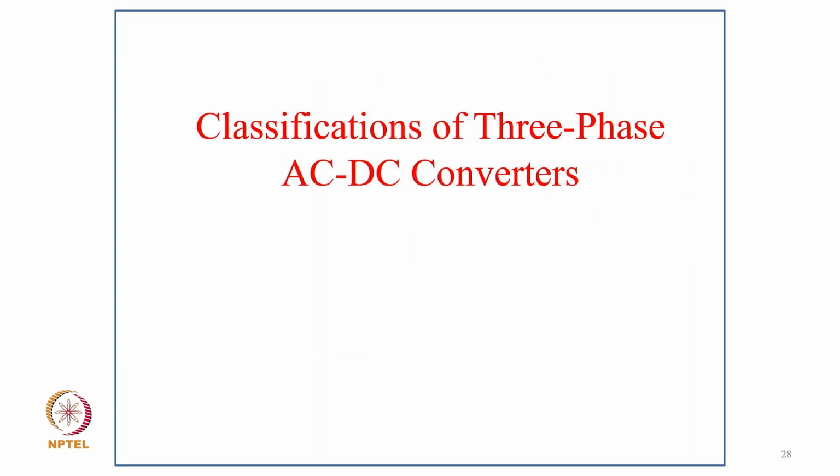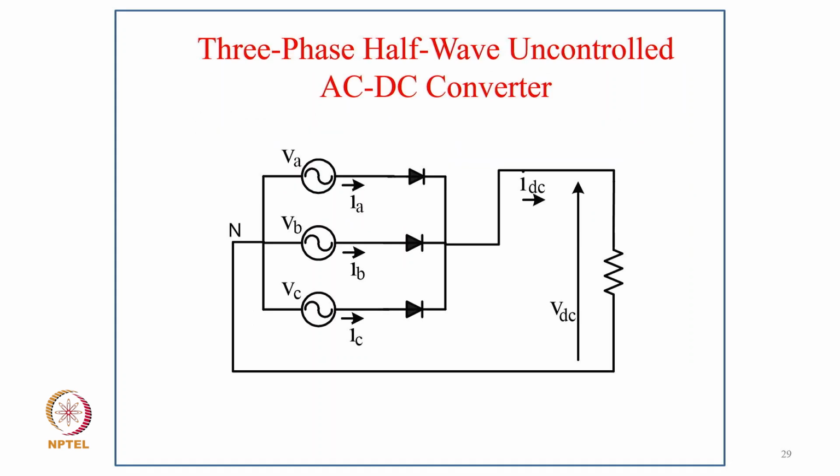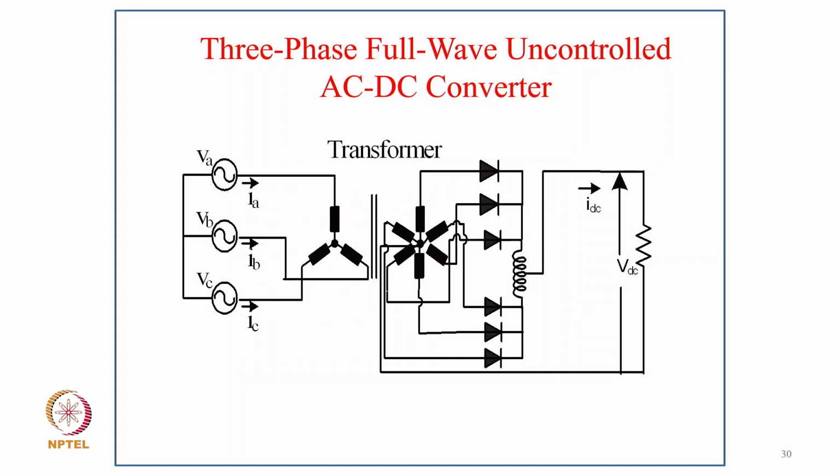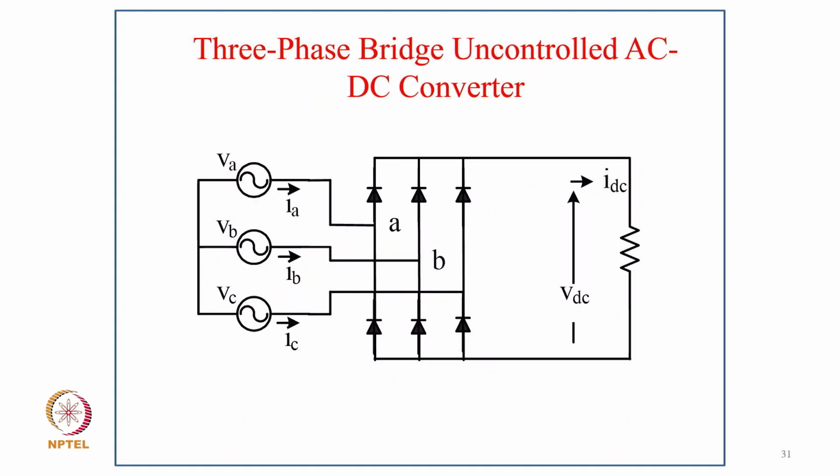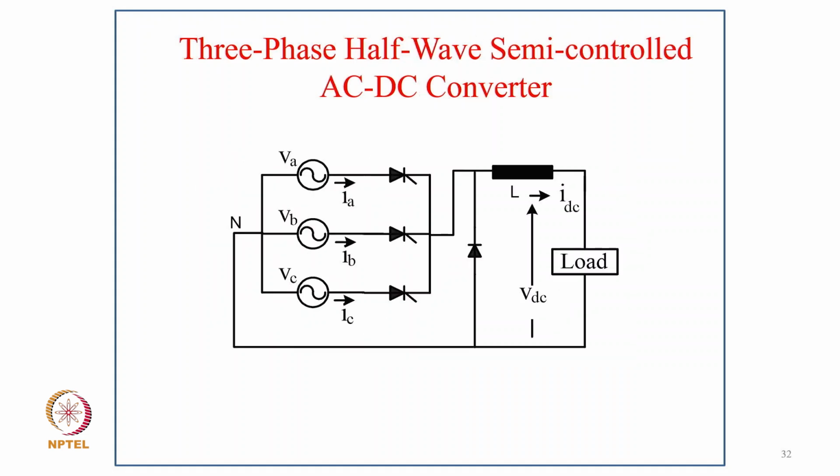Coming to classification of three phase AC to DC converters. We have a three phase half wave uncontrolled converter. Then the three phase full wave uncontrolled AC to DC converter. Here we have to convert three phase into six phase, and then we use two sets of three phase with the interphase transformer. Of course, we are able to force every diode to conduct 60 degrees out of 360 degrees. Then we have a three phase bridge uncontrolled AC to DC converter.